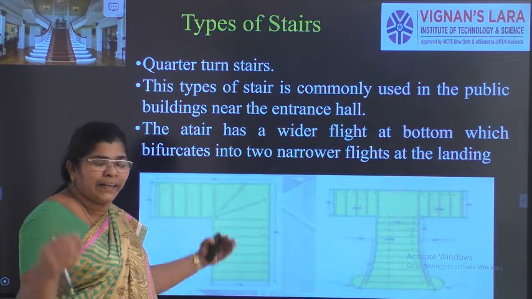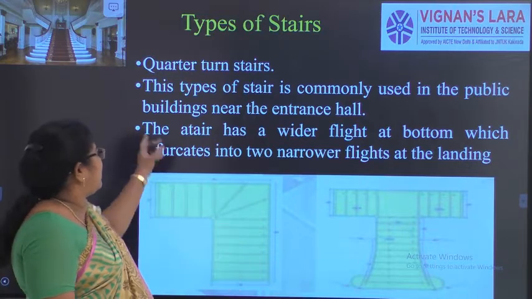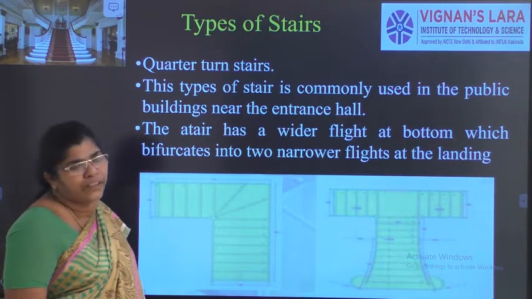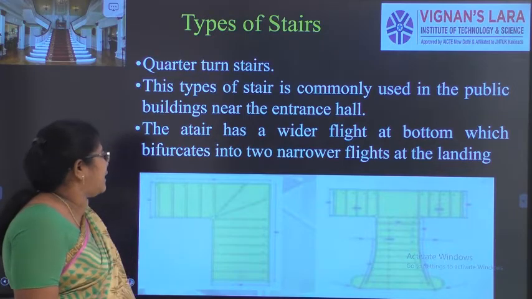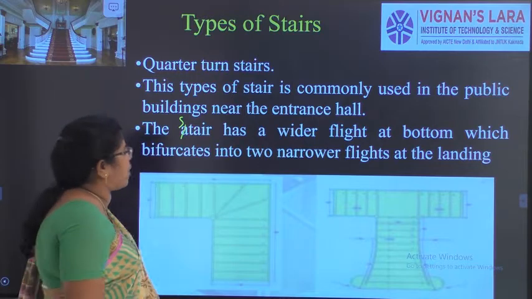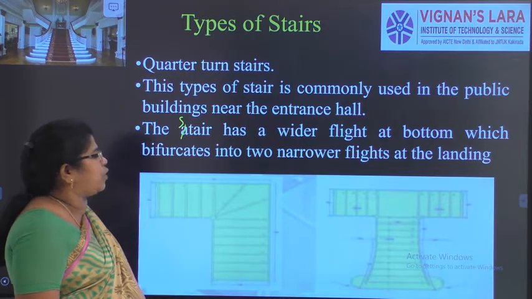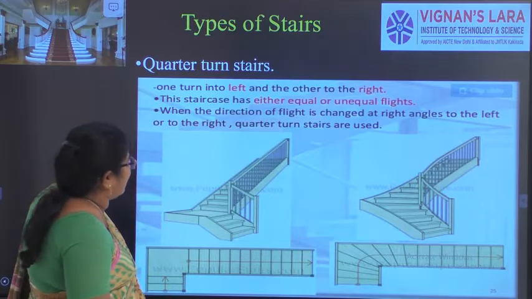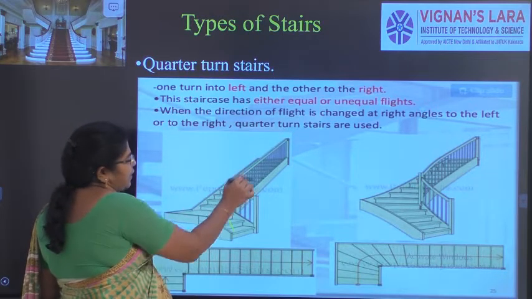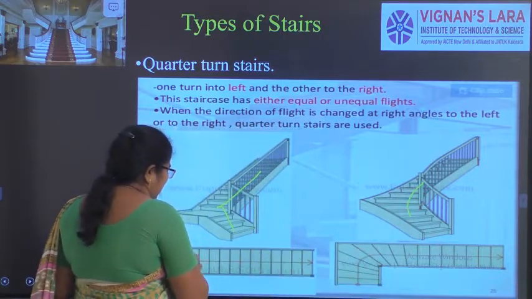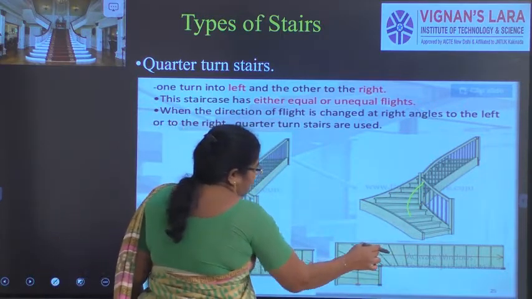Bifurcation is nothing but a division in between. The quarter turn staircases are commonly used in public buildings, mostly near the entrance hall. It has a wider flight at the bottom which bifurcates into two narrow flights at the landing. So you can see that here also it is going and turning at a right angle. These are the other types. You can see these all come under the quarter turn staircase.